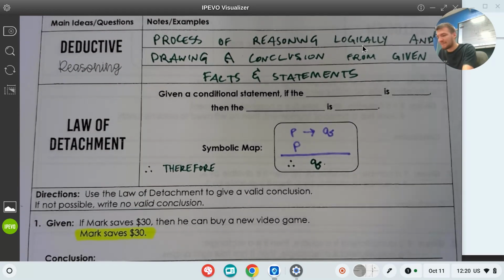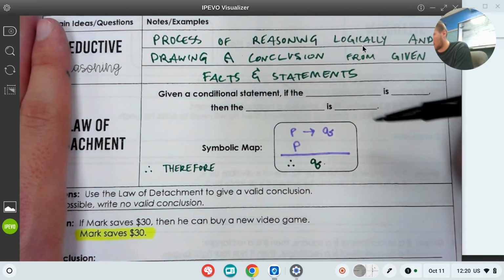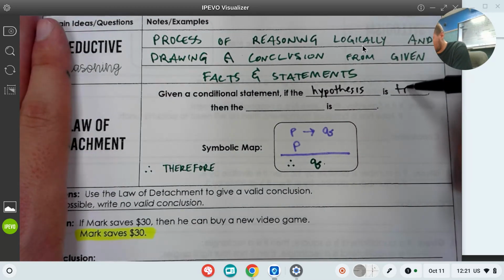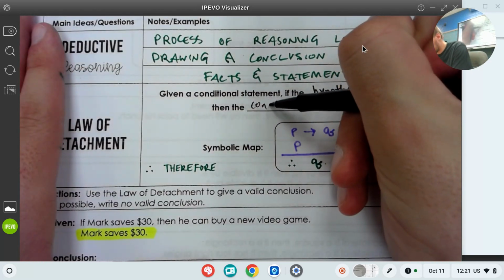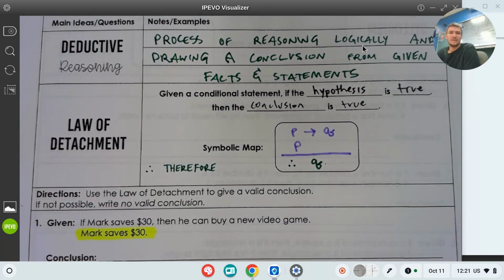So these steps that we've skipped over here, it says given a conditional statement. That's our P implies Q part. If the hypothesis is true, then the conclusion is true. If the first part happened, then the second part is going to happen right after that. Okay, again, you're going to be, as usual in the logic section, probably amazed at how strangely straightforward this concept is.